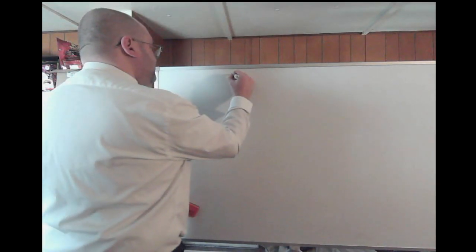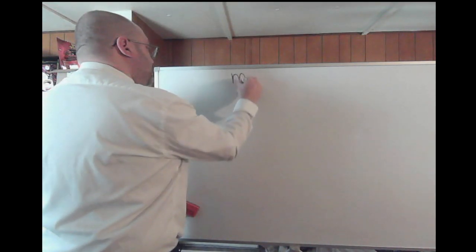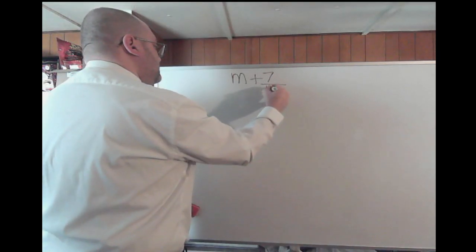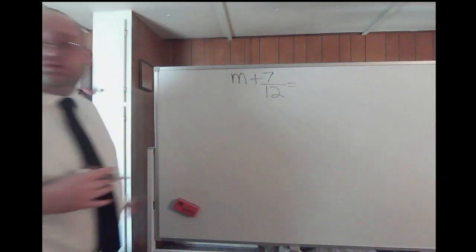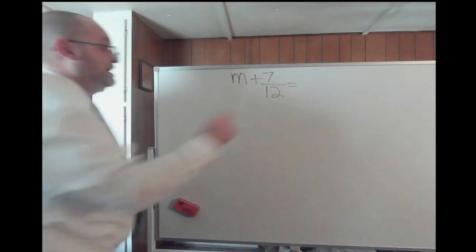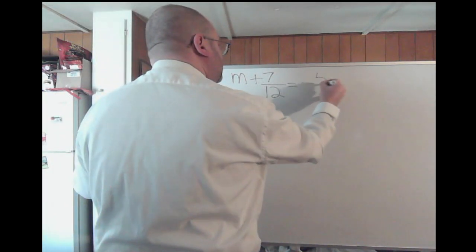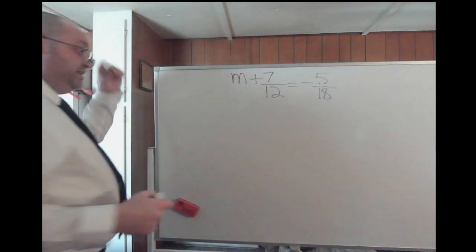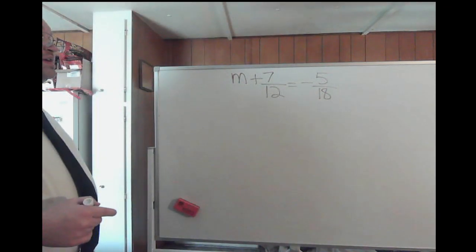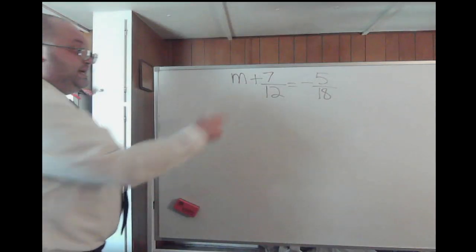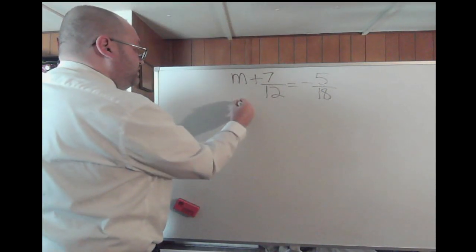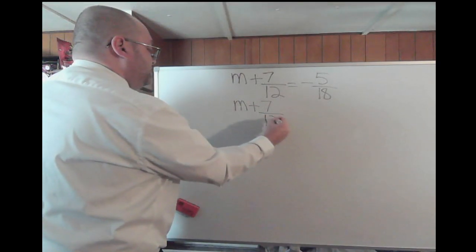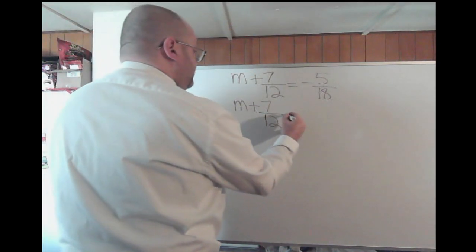Alright, so we have m plus 7/12 is equal to negative 5/18. Alright, so m plus 7/12 equals negative 5/18. First thing you want to do, of course, get m by itself, so subtract 7/12 from the left-hand side. You'll actually have to do it to the right-hand side, too, since you did it to the left.